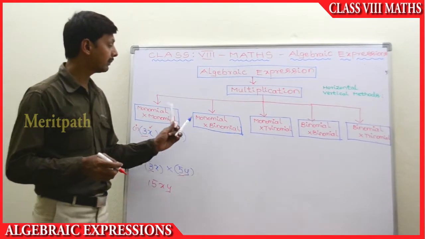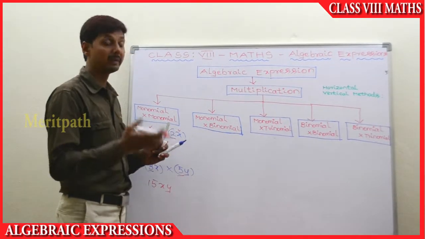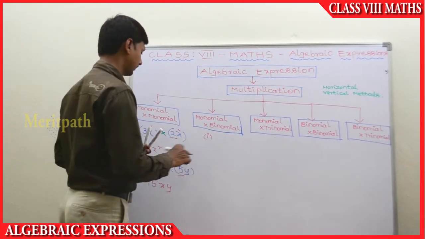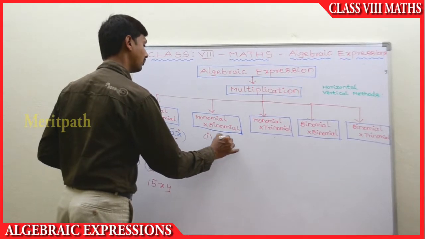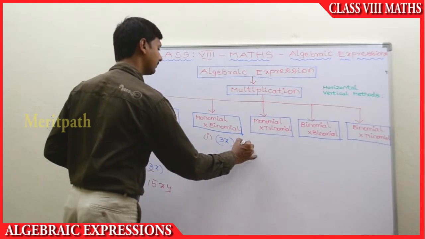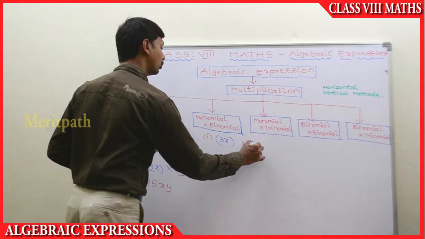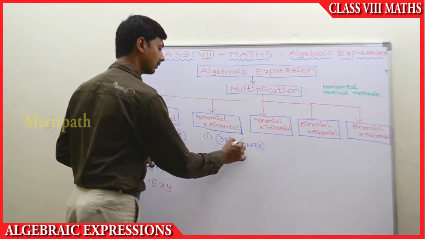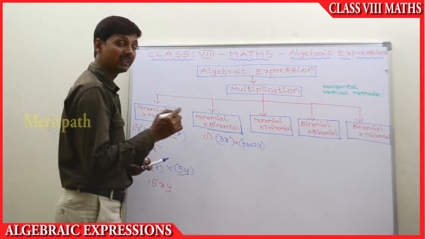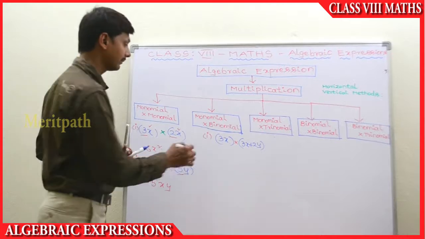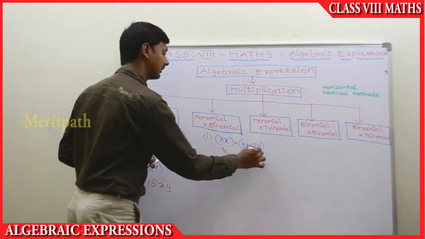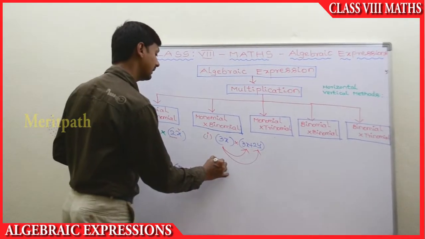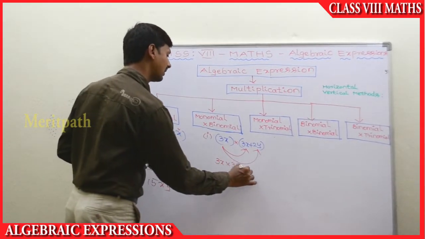Let's go to the monomial by binomial. So first let's take 3x is a monomial. Binomial is 3x plus 2y is a binomial. Let's multiply these both. So we know the distributive property. That is 3x into 3x, 3x into 2y. We'll distribute this 3x along these two values. This 3x into 3x plus 3x into 2y.